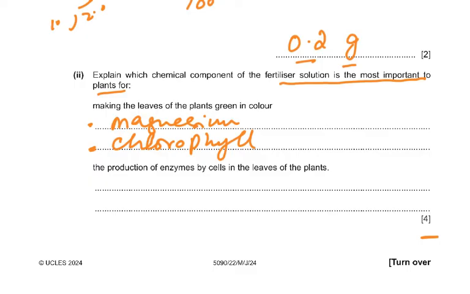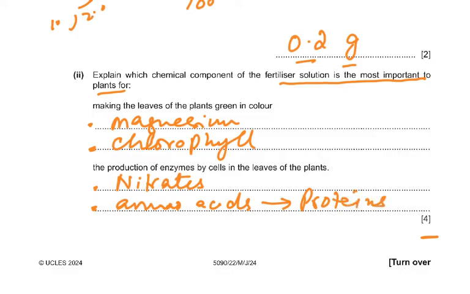And which chemical component is important for the production of enzymes by cells in the leaves of the plant? That would be nitrates, because there's nitrogen in the amino acid. So nitrates are used to make amino acids, and then amino acids are used to make proteins. So basically for the production of enzymes, we need amino acids. So nitrates and amino acids, that would get you your 4 marks.